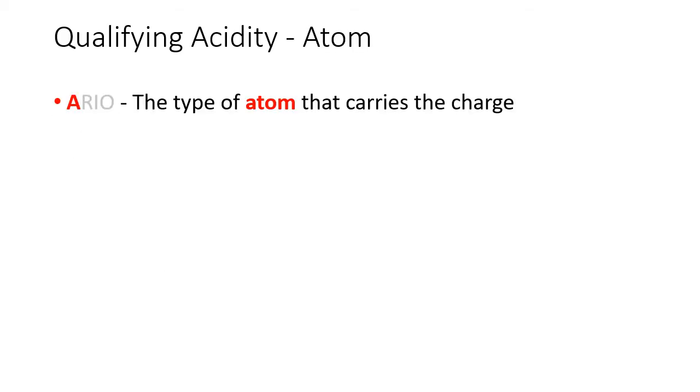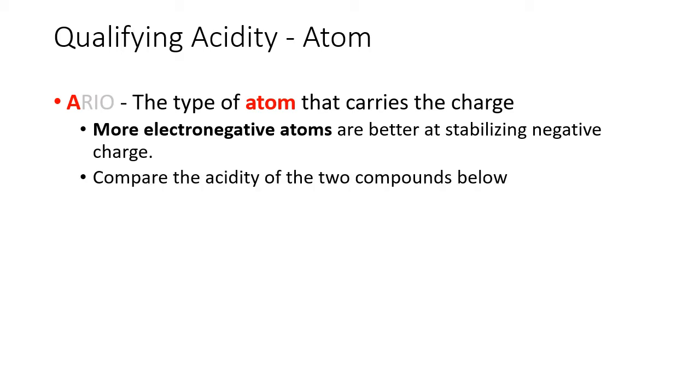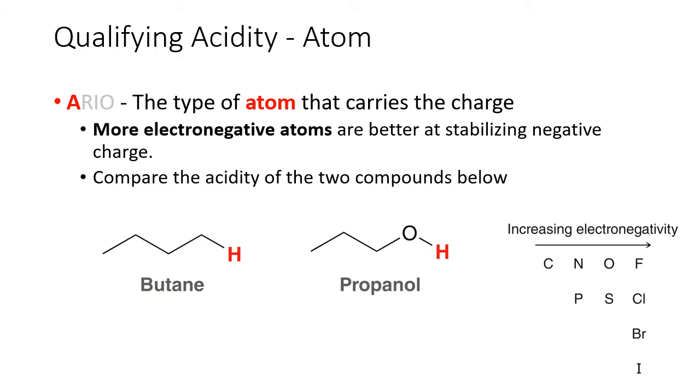So let's start with looking at atom, so the type of atom that's going to carry the charge when we draw the conjugate base. And as we actually saw in our previous example with hydrochloric acid and butane, this is going to be really similar. More electronegative atoms are better at stabilizing a negative charge. So we're going to compare 2 compounds that could act as an acid potentially. Butane, we're just going to consider this 1 hydrogen on butane, and then an alcohol, and this is called propanol. Later we'll formally learn how to name alcohols, so don't worry about that right now.